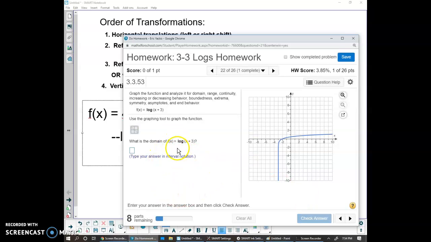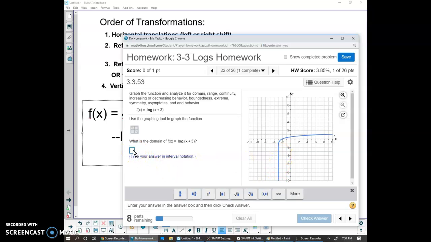The domain is the set of all possible x values. So the domain here gets really, really close to -3, but never actually touches it, so you can't use brackets there.